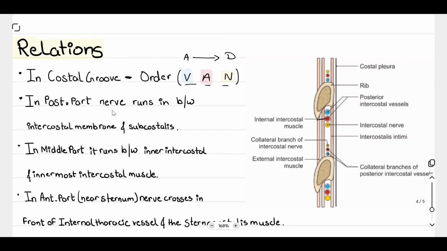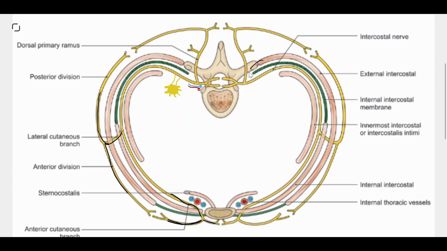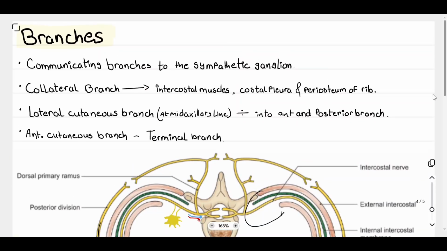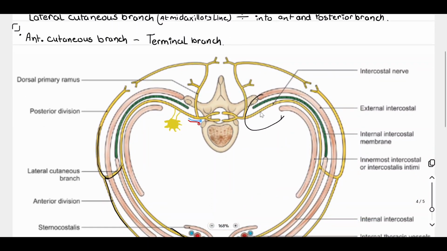In the posterior part, nerves run in between the intercostal membrane and subcostal muscle. So here in the posterior part, the nerve runs in between the intercostal membrane. So this is our intercostal membrane, and here are the longitudinal muscles which are known as subcostalis muscle. So the nerve runs in between this membrane and the subcostalis muscle.